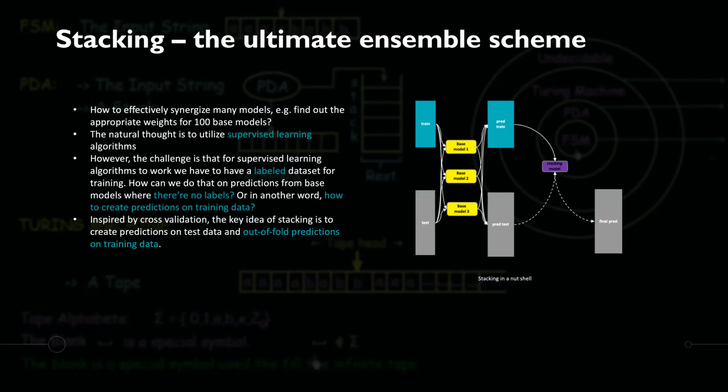What stacking is trying to do is to come up with the prediction on training data. This is somewhat confusing, because normally by prediction we mean the prediction on test data, or on data that has not been seen by the model. But how can we come up with predictions on training data? This is what stacking tries to do.